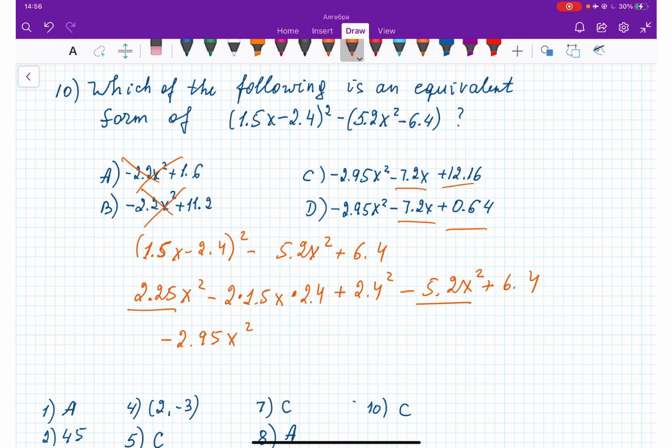I guess the third term, the second term is negative 7.2x, and the variable-free term we need to identify, which is going to be 2.4 squared. 2.4 times 2.4 is going to be 5.76. And we have 5.76 positive, 6.4 also positive, and if I add 6.4, it's going to be 12.16. Okay, minus 7.2x plus 12.16, which means this is going to be our solution.